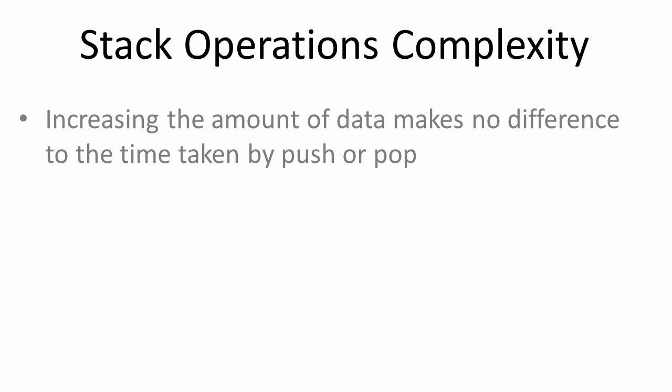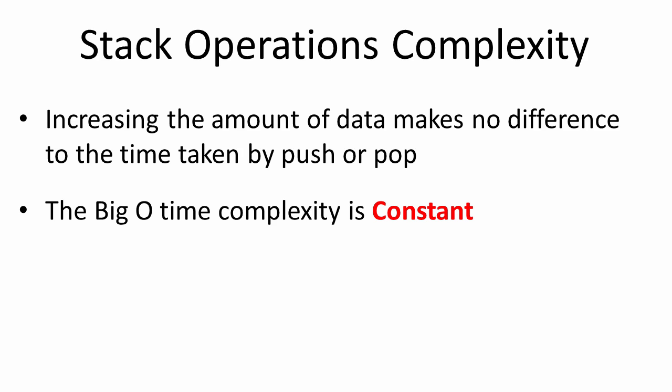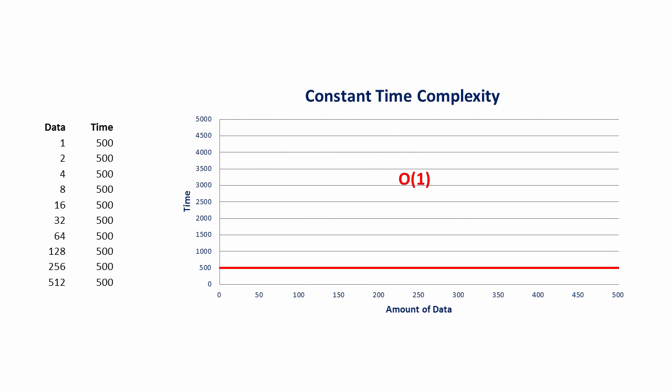So in terms of complexity, increasing the amount of data makes no difference to the time taken by push or pop. The big O complexity is known as constant, and in big O notation we write O(1). This chart therefore describes constant time complexity.